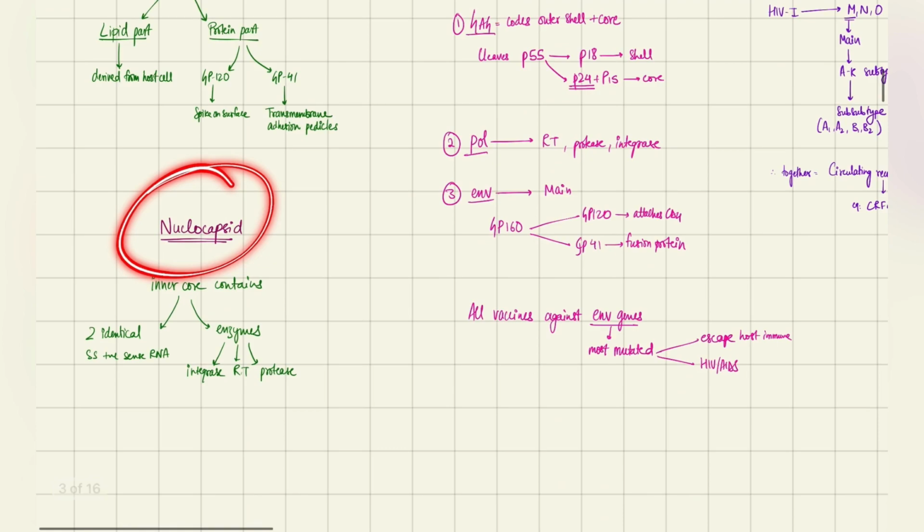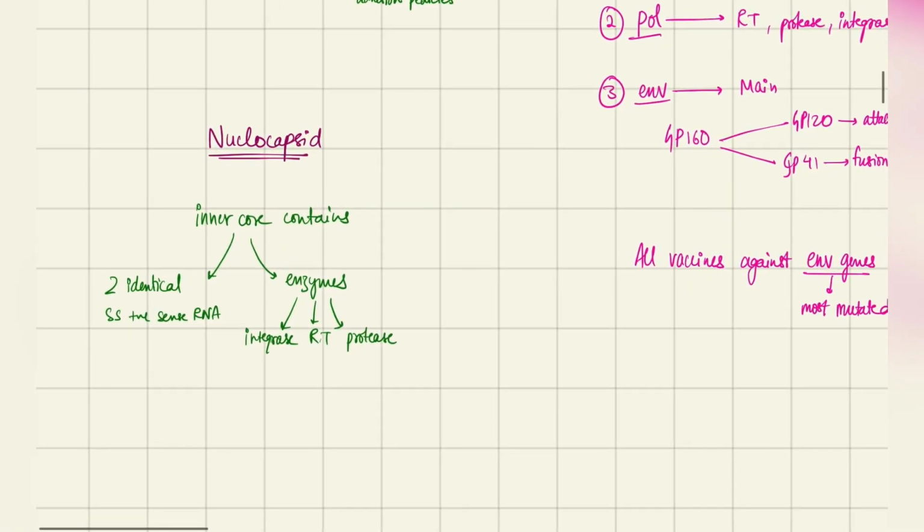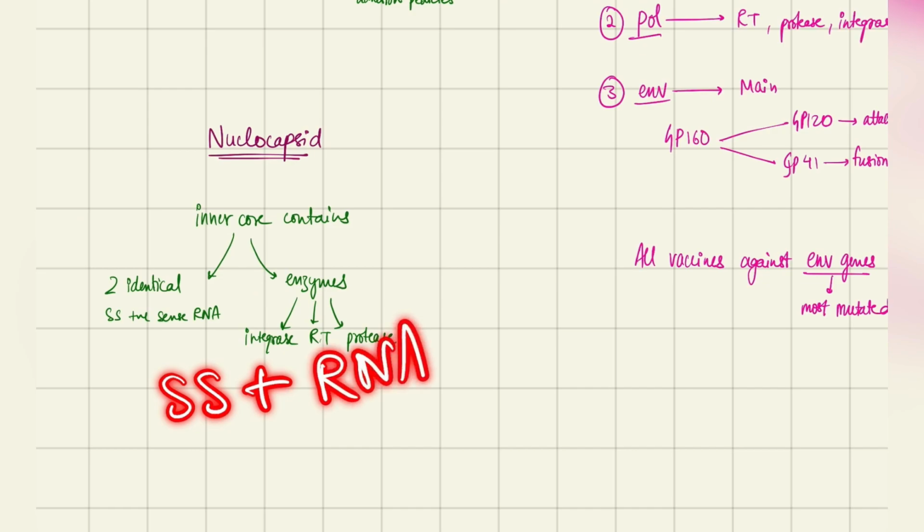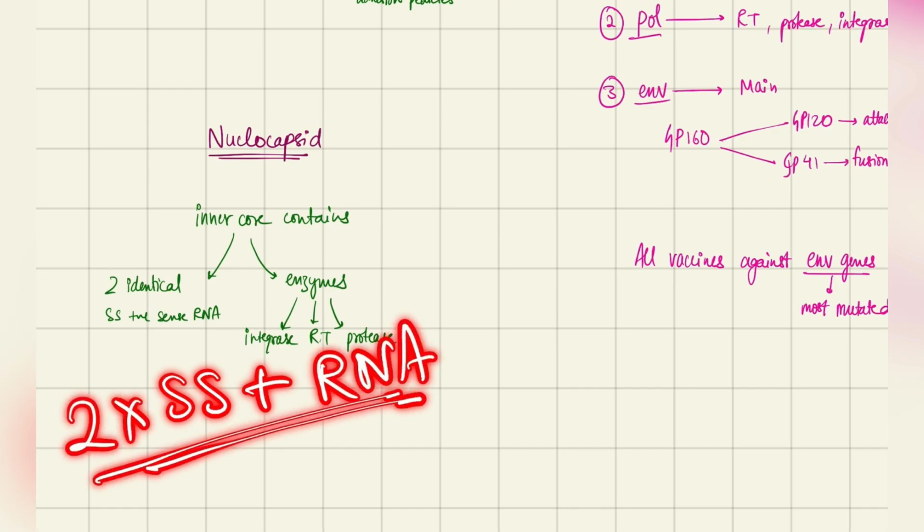Next, we have the nucleocapsid. The nucleocapsid makes the inner core, and this contains two identical single-stranded positive sense RNA. Very important: two identical single-stranded positive sense RNA.